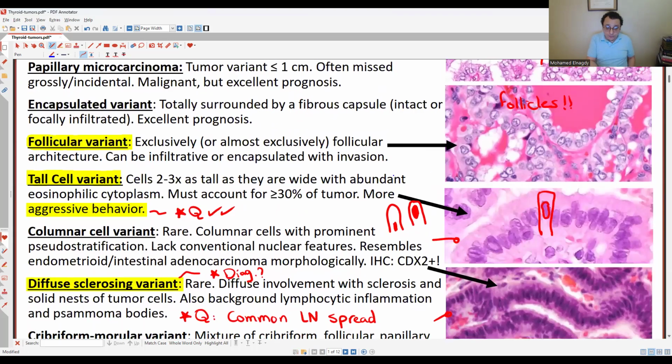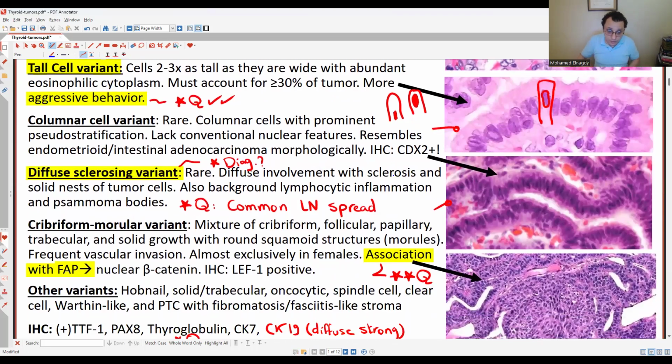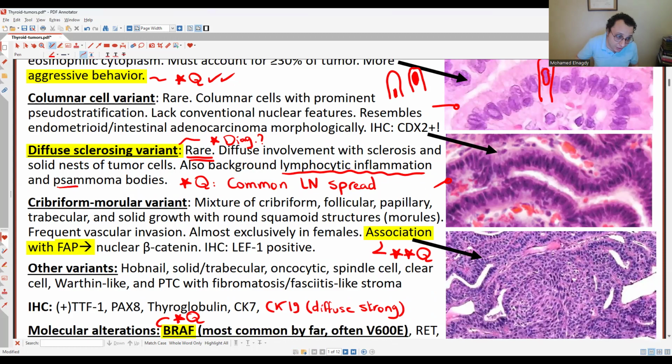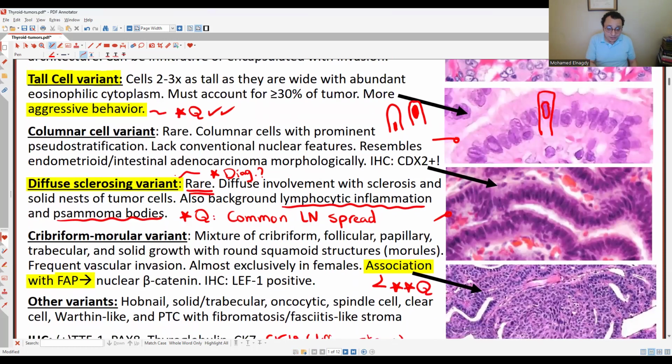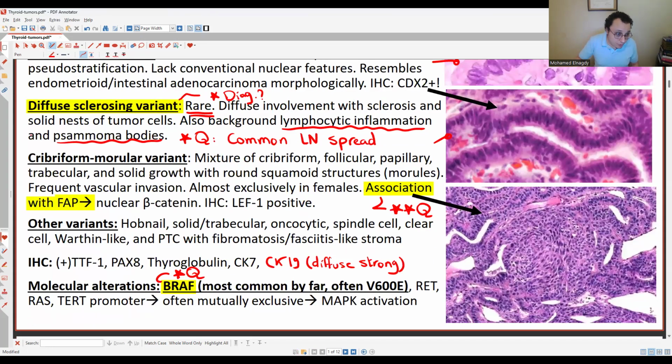So there is a lot of sclerosis, diffuse sclerosis, and it's a very rare entity. And that's why I'm telling Noor that if you got 2 cases of diffuse sclerosing variant, this means that you are having a heavy service, because that's a rare entity. With sclerosis and solid nests of tumor cells, there is also some kind of background lymphocytic inflammation and a lot of psammoma bodies.